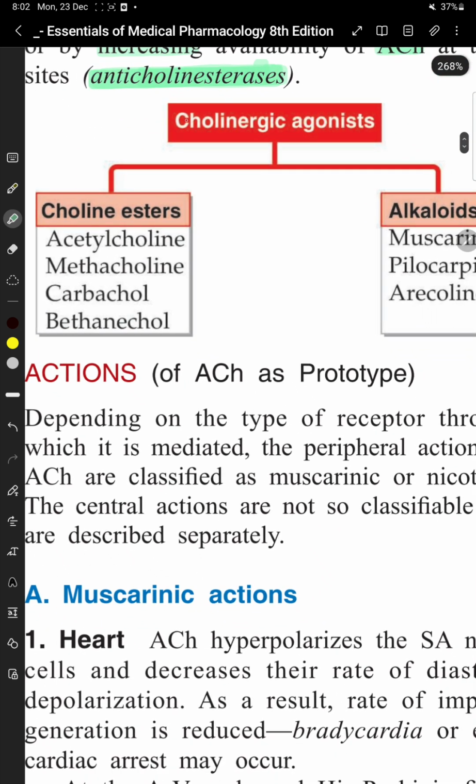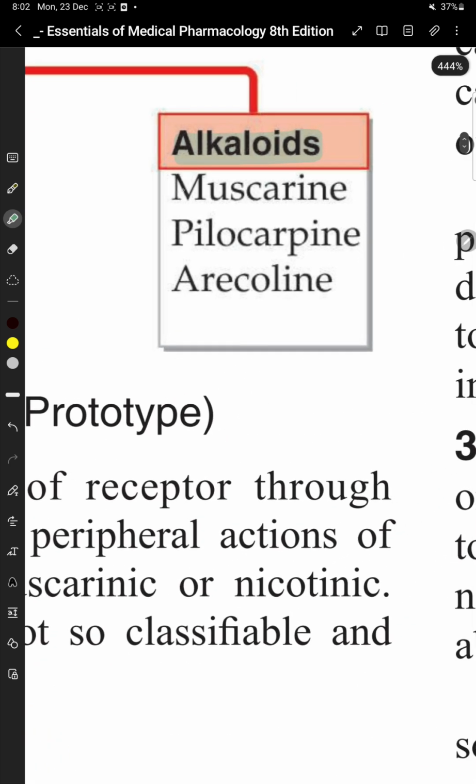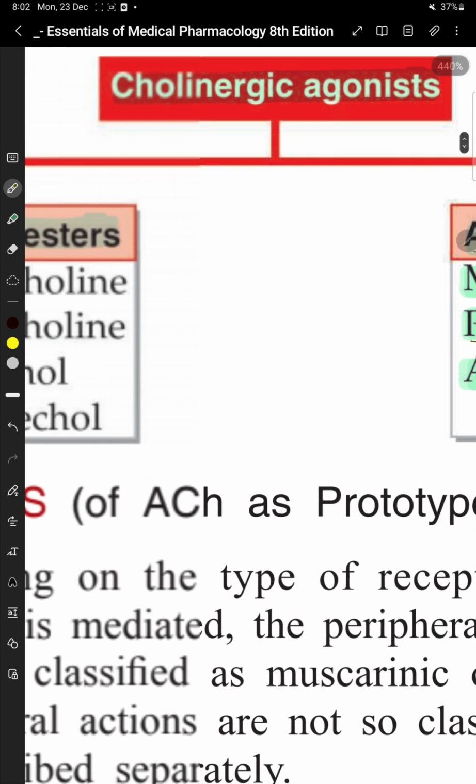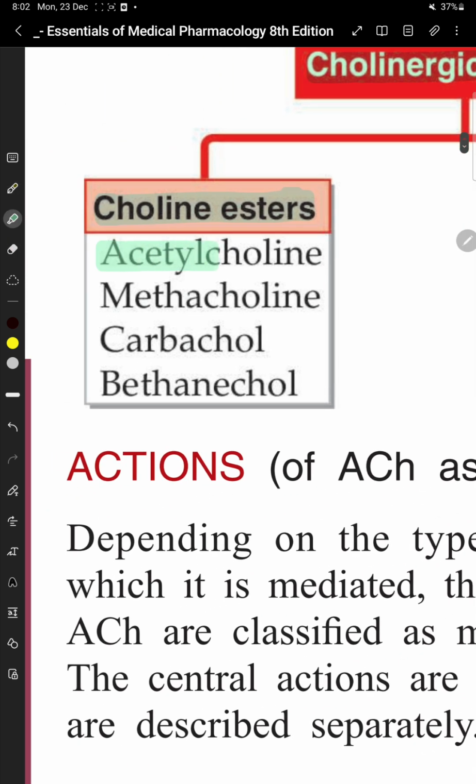Now, the first category, cholinergic agonist, has two types of drugs, choline esters and alkaloids. In alkaloids, we have muscarine, pilocarpine and arecoline. So pilocarpine comes under the alkaloid category of cholinergic agonist. And in choline esters, we have acetylcholine, methacholine, carbachol and bethanechol.